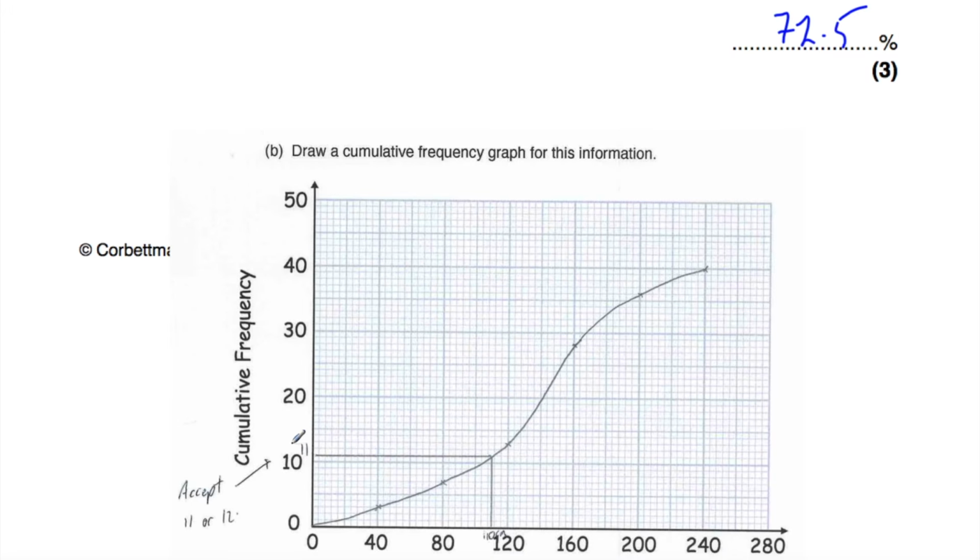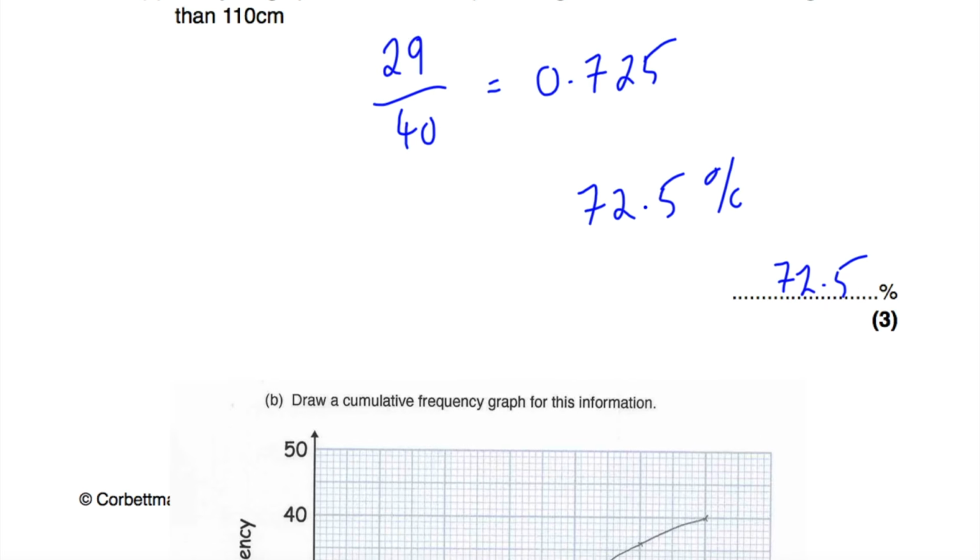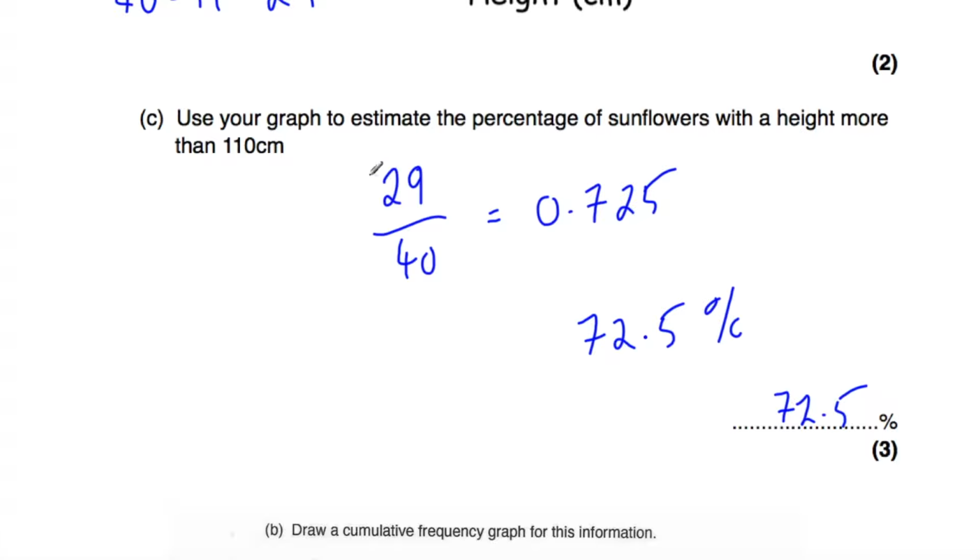If you got 12 whenever you went up and across, you would have got 28 having a height greater than 110 centimeters, and that as a percentage would be 70%. But I've got here 72.5% because I got 11, and then that meant that 29 had a height greater than 110 centimeters. And that's it.